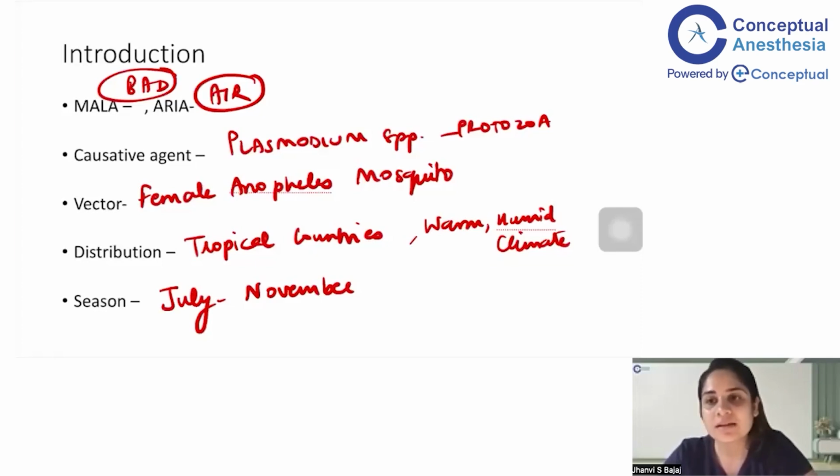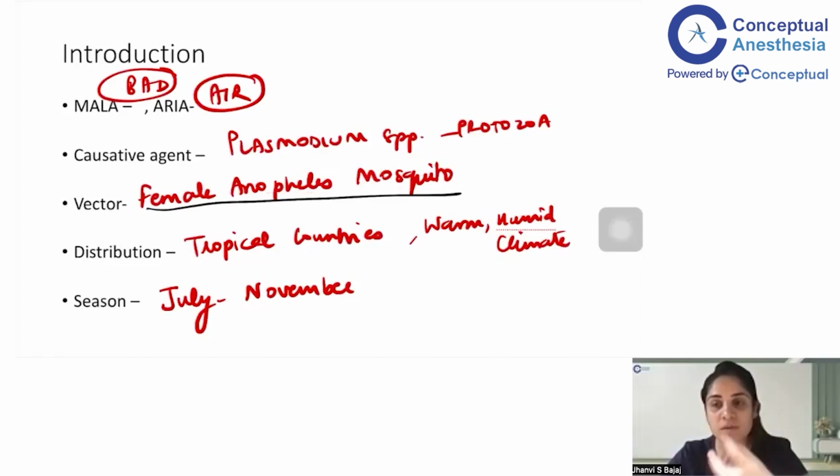Now, can you get malaria just from a simple female Anopheles mosquito? Of course not. If just the Anopheles mosquito comes and bites, it is not going to cause malaria. It has to carry the Plasmodium species in its saliva. Only if the Anopheles mosquito already has Plasmodium in its saliva, then when it bites the human, it will transmit the Plasmodium into the blood of the human.